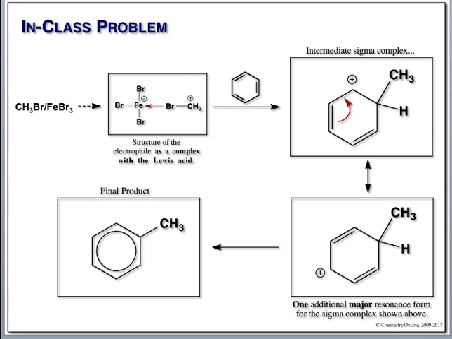Any questions? Make sure you're comfortable with the mechanisms that we've talked about. Make sure you can draw resonance forms if you're asked. Make sure you understand about the electrophile itself, and how the sigma complex forms. Any questions? Is it different from the one that we have? Or is it the same kind of product? Yep, same thing.